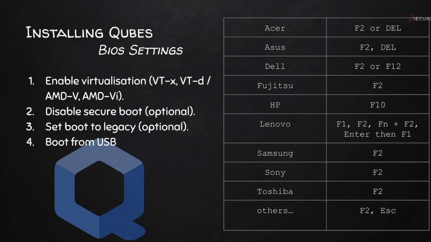Once you're there, you want to make sure you enable virtualization. In most cases, you'll also need to disable secure boot and set the boot to legacy.